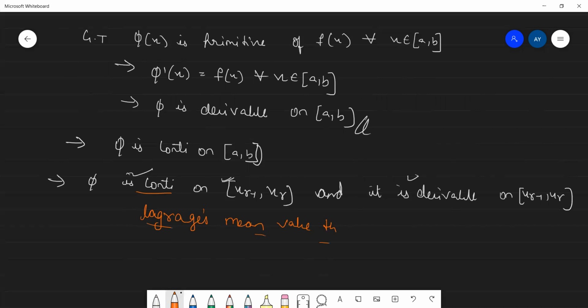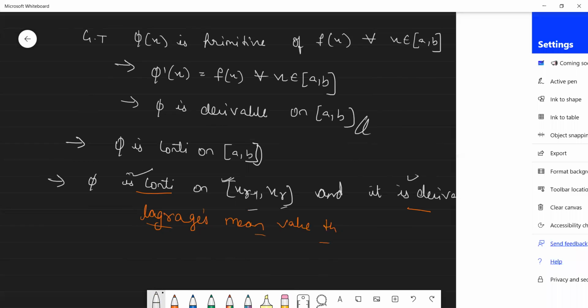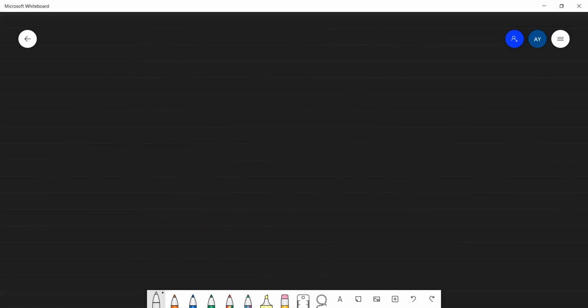So what is Lagrange's mean value theorem? If f is continuous and f is derivable, you will have the statement stating f dash of c is equal to f of b minus f of a by b minus a. So this is what the Lagrange statement says. So here, what are a and b? xr minus 1 is a and xr is b. So I'll just write this in the next slide. That is, we are making use of Lagrange's mean value theorem.